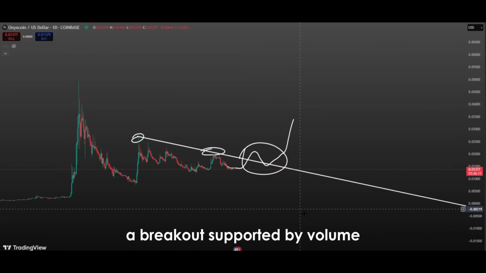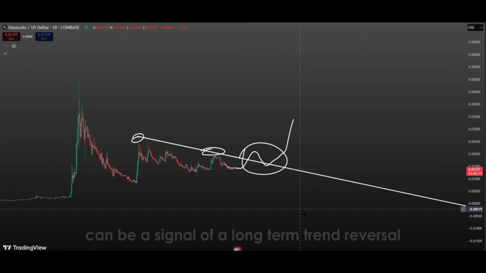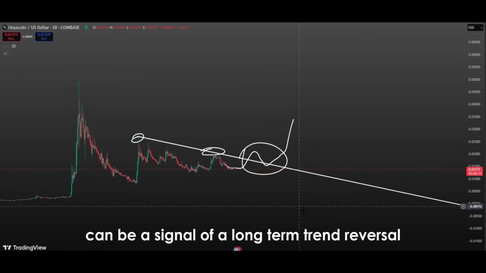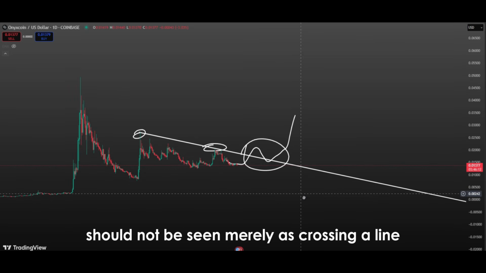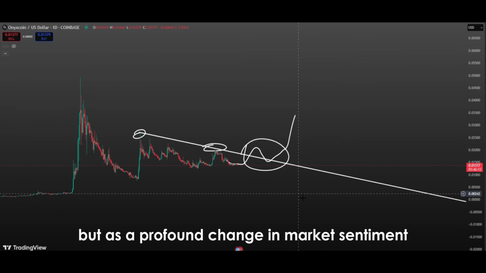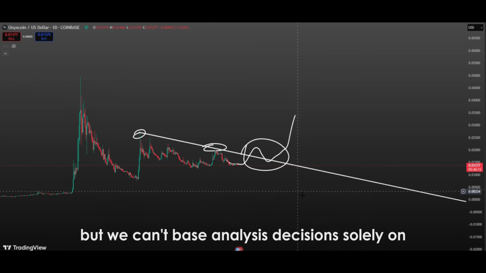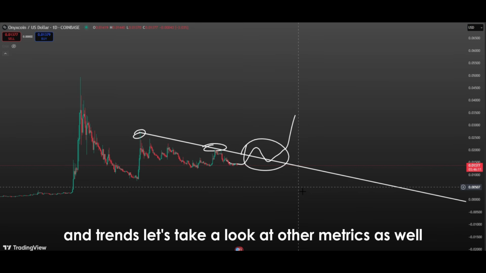A breakout supported by volume, strong, and sustainable can be a signal of a long-term trend reversal for investors. Therefore, breaking a falling trend should not be seen merely as crossing a line, but as a profound change in market sentiment. But we can't base analysis decisions solely on trends. Let's take a look at other metrics as well.